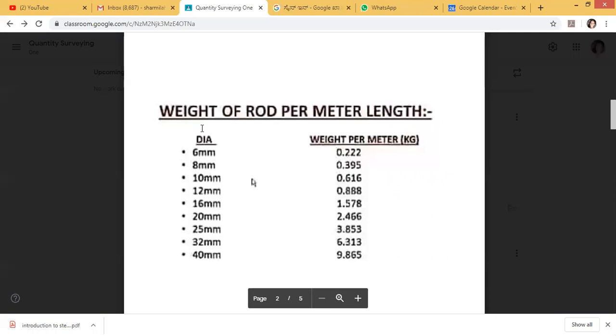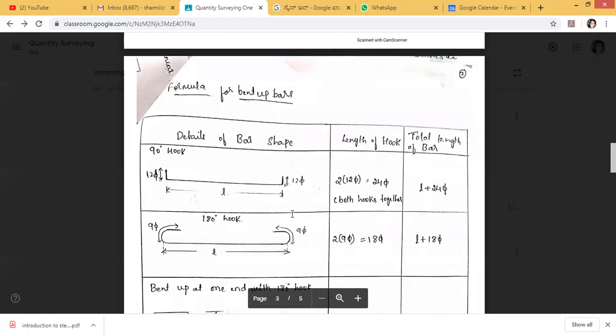And I recommend you to learn by heart the weight per unit length for the different dia of the bar. It will become very easy for you when I do the problems. And next one, I told you about the length.